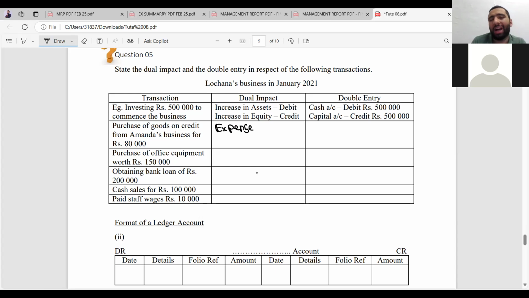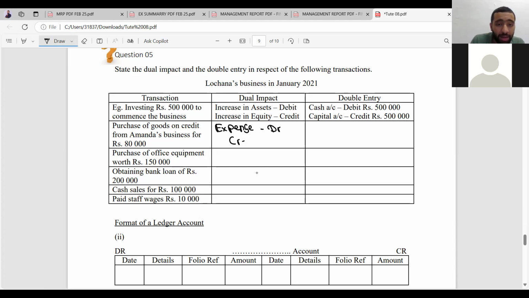Purchase of goods is like when you go to a grocery shop and buy some good salt worth 1000 rupees. That means that is an expense, right? So your expense is debit, and then what else? What else will happen? Your creditors.